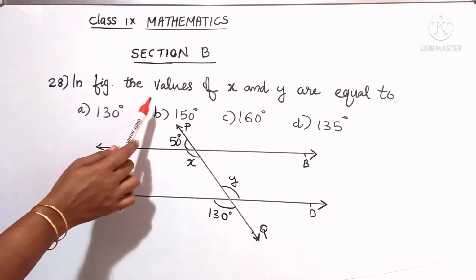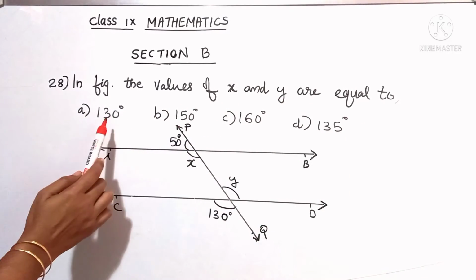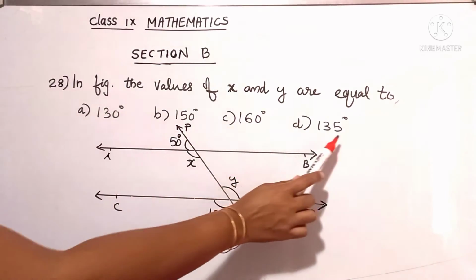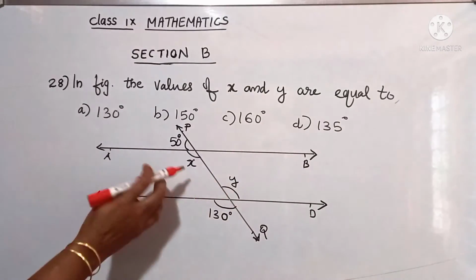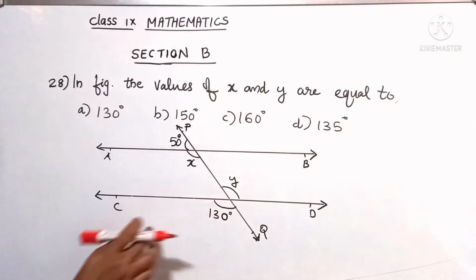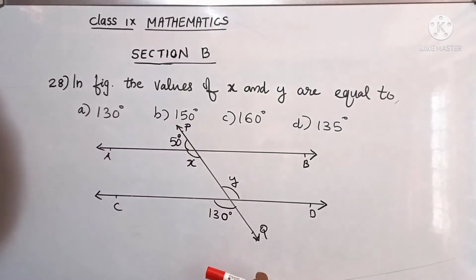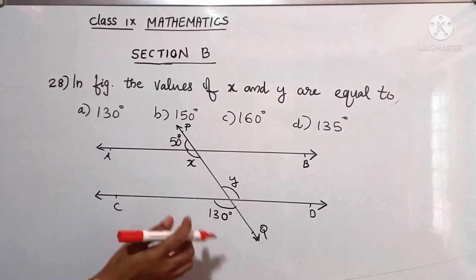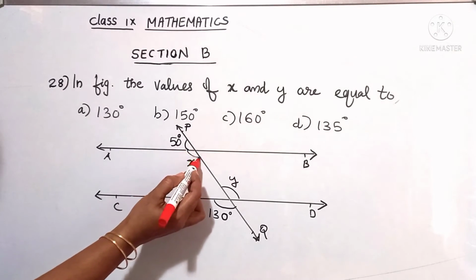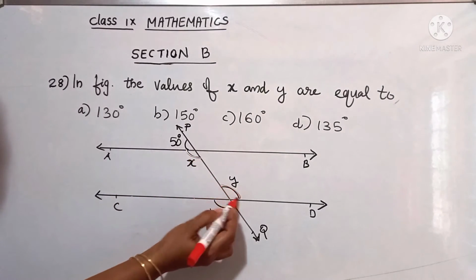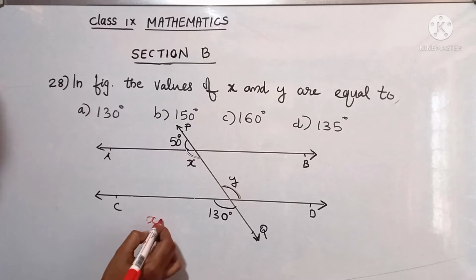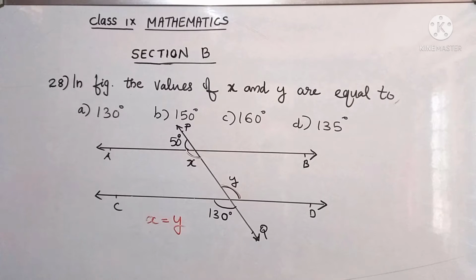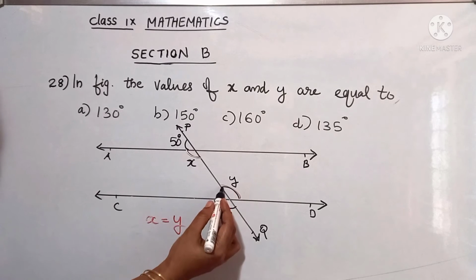In the figure, the values of x and y are equal to 130 degree, 150 degree, 160 degree, 135 degree. We have to select the option. Here we have to observe this figure. We understood AB and CD are parallel lines and PQ is the transversal of these two parallel lines. And here we can see x and y are the alternate interior angles. So we could understand first itself, x is equal to y. Angle x is equal to y.